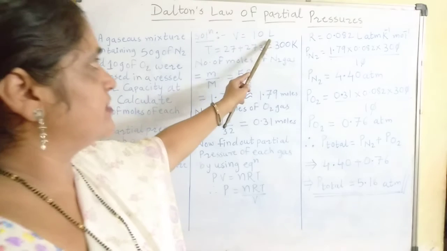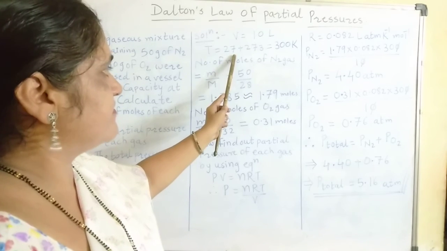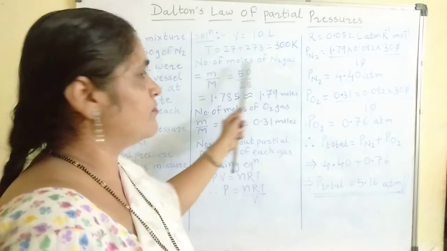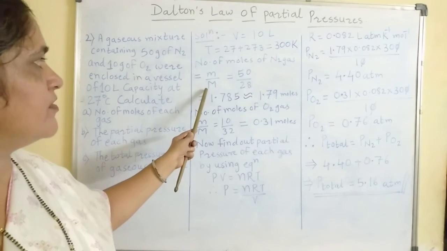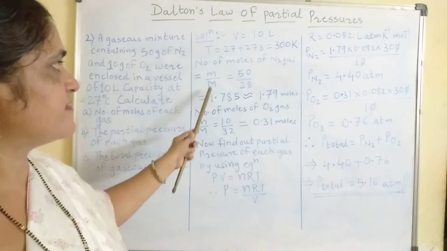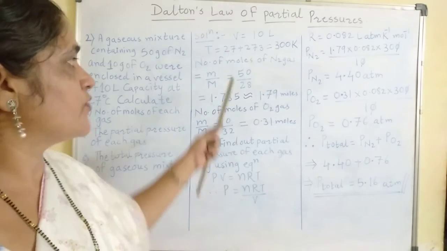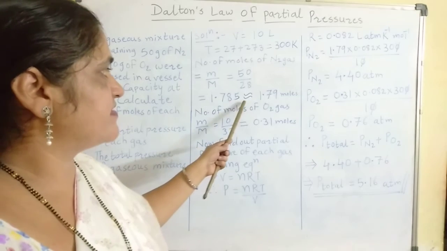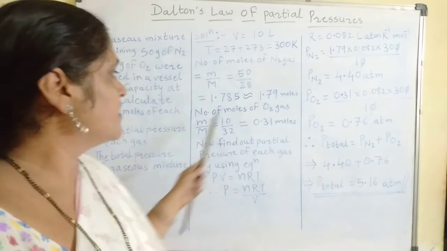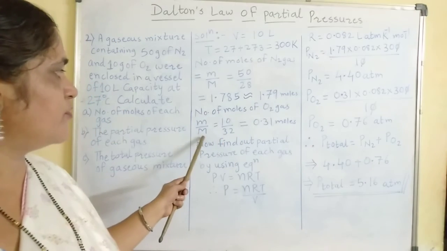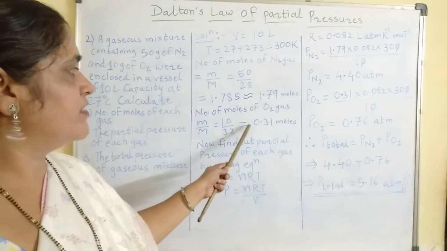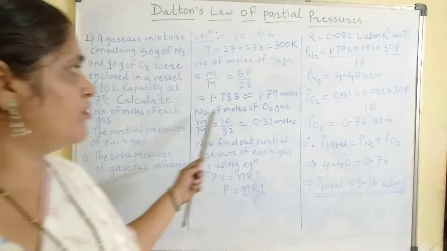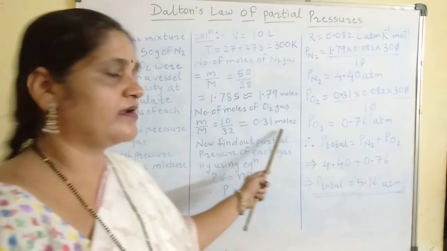Now volume is equal to 10 liter, given. Temperature is 27 degrees Celsius, which is 27 plus 273, equal to 300 Kelvin. Number of moles of nitrogen gas is equal to m upon M, where small m is the mass and capital M is the molar mass. So here 50 upon 28 gives 1.785, which is approximately 1.79 moles. For the number of moles of oxygen gas, m upon M is 10 upon 32, giving 0.31 moles. So the number of moles of oxygen gas is 0.31 moles.